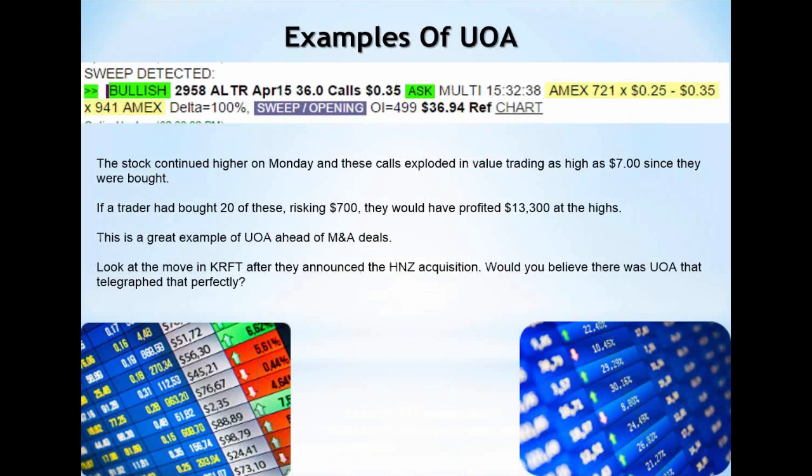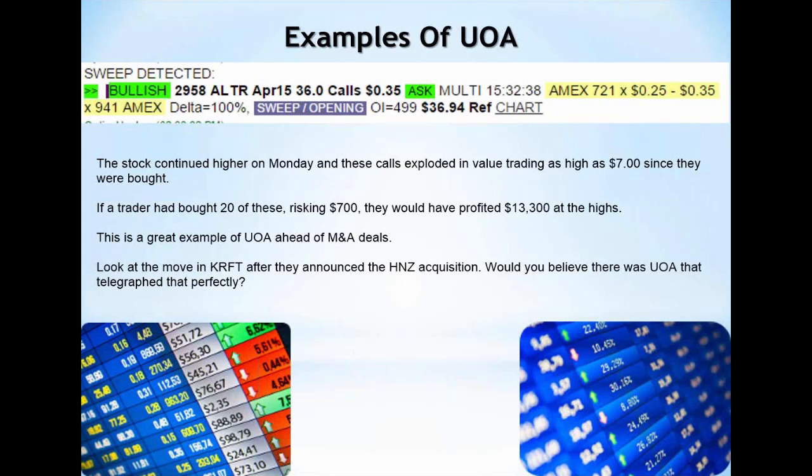Okay? Now, I don't want you guys to think that every single unusual options activity trade is going to play out like this. It's not. Okay? It absolutely will not. Over the last 2 years, I've probably caught about 5 or 6 unusual options activity trades that were ahead of really large M&A like this. Okay? I had several positions where I saw very similar type moves. I saw a block of calls that I bought for 40 cents or 50 cents go to $7 or $8.